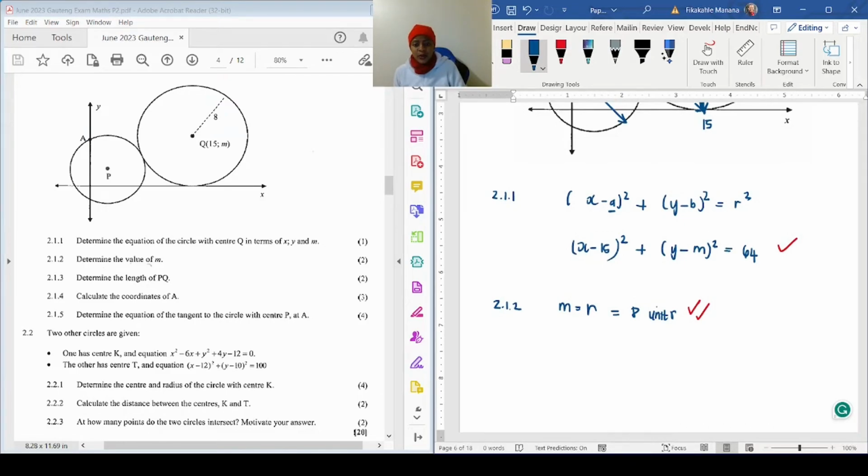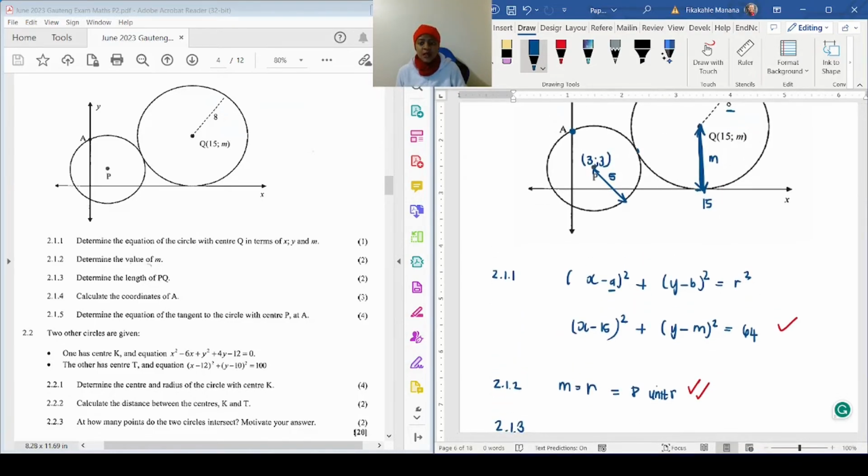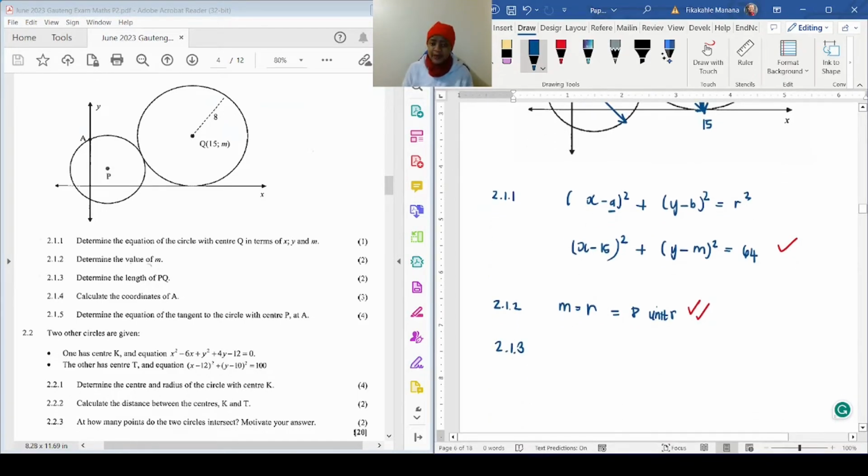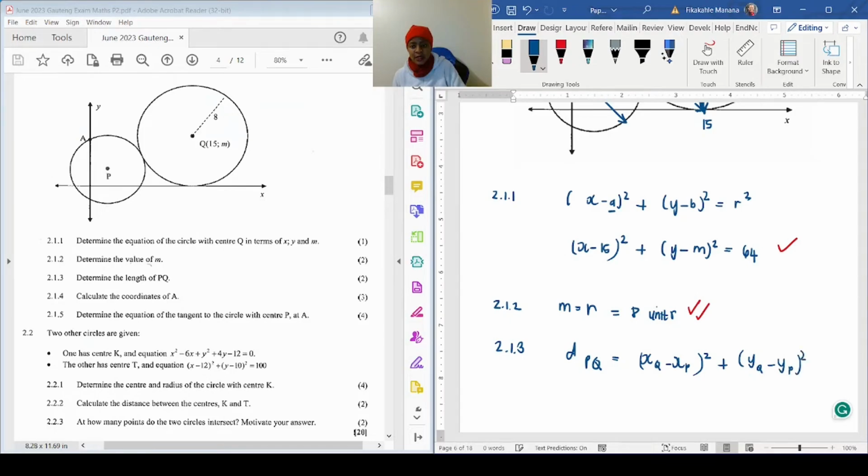And then 2.1.3, determine the length of PQ. We have the coordinates of P, and we also have the coordinates of Q, so we're just going to use our distance formula. The distance formula for PQ is the square root of the x coordinate of Q minus the x coordinate of P, squared, plus the y coordinate of Q minus the y coordinate of P, squared.